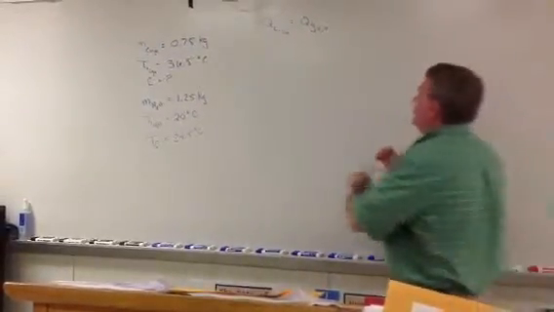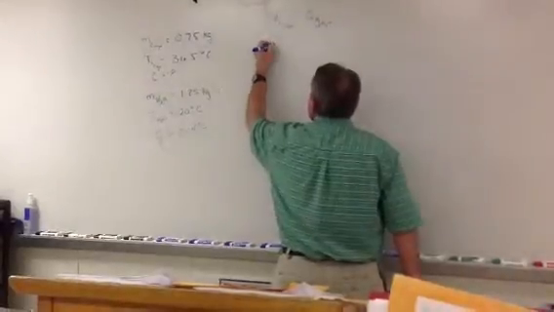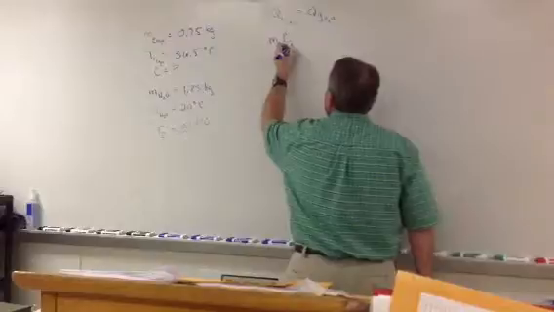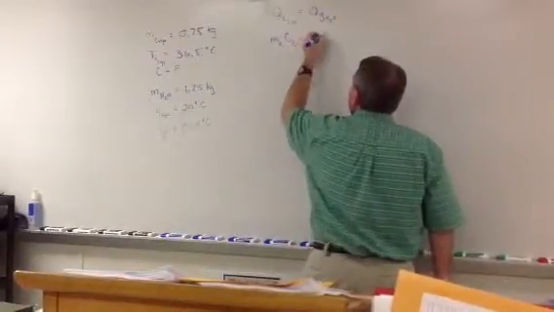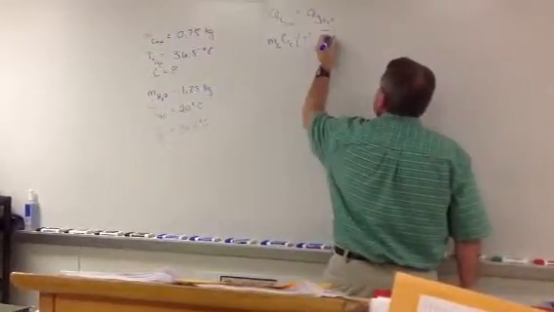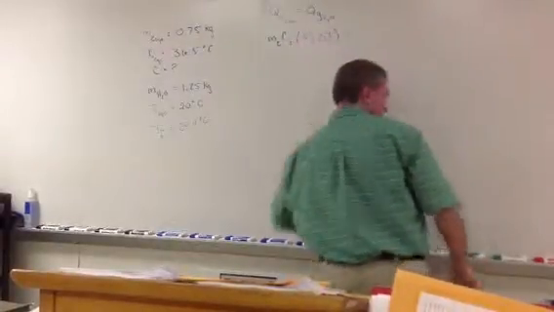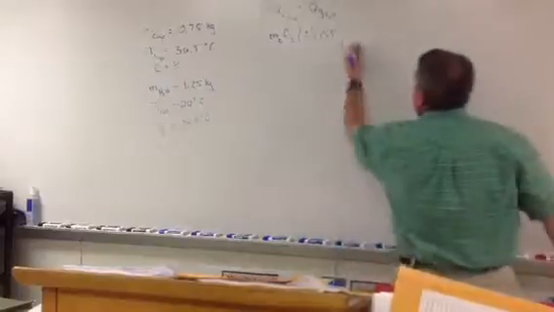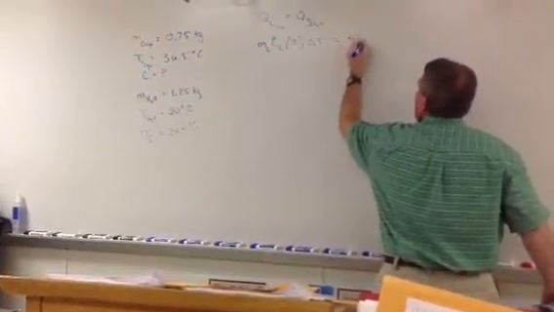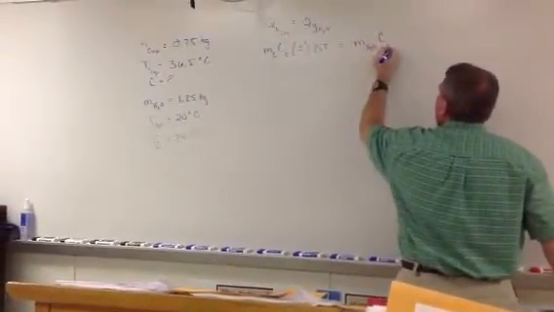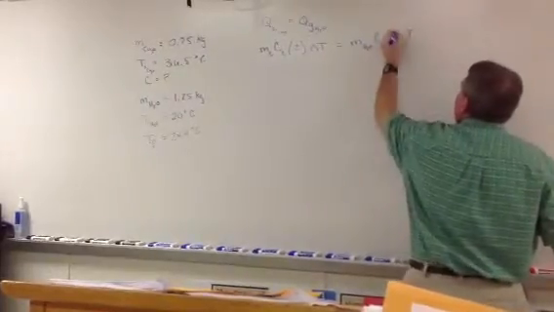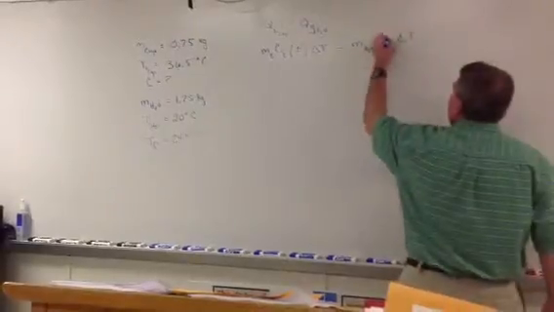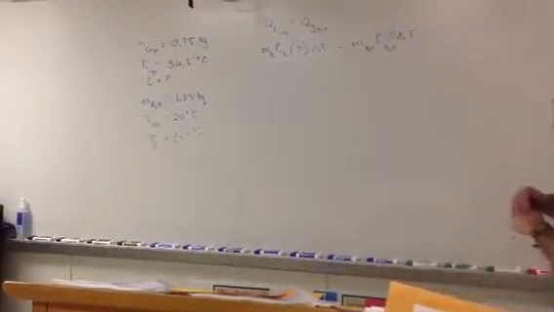All right, now that we know that, we can write the mass of the cup times the specific heat of the cup times the change in temperature is equal to the mass of the water, specific heat of the water, times the change in temperature for the water. All right, so basically just m c delta T.